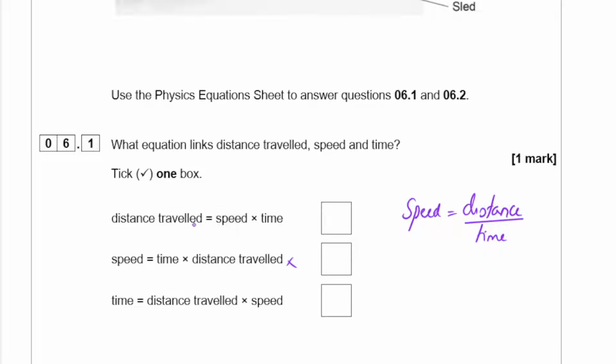So the distance traveled equals the speed multiplied by the time. So if I use the symbol S for speed and rearrange it, the distance is speed multiplied by the time. So that is actually correct, right? If I rearrange for time, time should be distance divided by the speed. So that is incorrect as well.